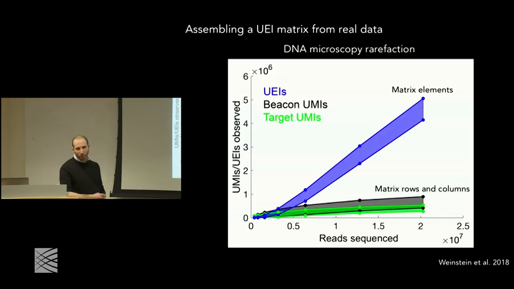On the y-axis, you're looking at the number of UMIs or UEIs that are observed at every incremental read depth. What we're doing as we're accruing this is taking the UMIs and UEIs and plugging them into our matrix. The UMIs will form the rows and columns of the matrix, and the UEIs will form the matrix elements. The UMIs are beginning to saturate, not completely, but they're getting there. And the UEIs do not saturate, at least in this particular experiment. It's important to emphasize that that's OK, because what that's telling us is that the matrix itself will converge in its size. However, as we sequence deeper and deeper, we're getting more and more information about the non-zero elements of the UEI matrix.